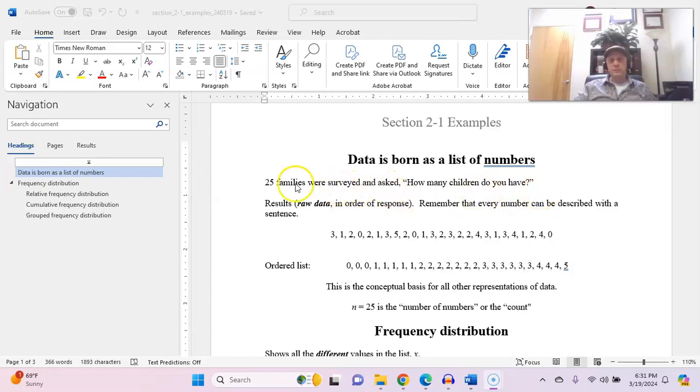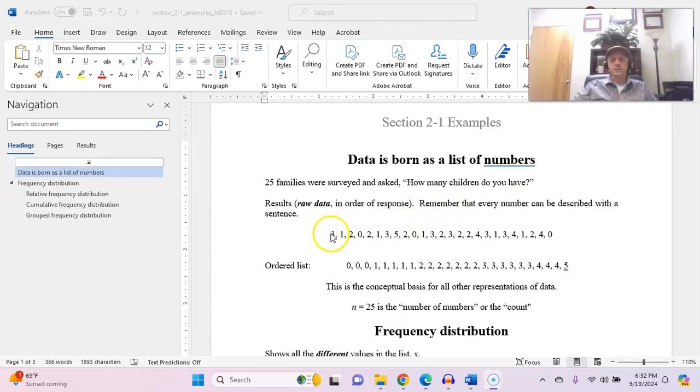So as an example, 25 families were surveyed and asked, how many children do you have? The results that we get from this survey would be called raw data in order of response below. Remember that every number can be described with a sentence. This is very important. In this class, in any math class, we always want to make the connection between numbers, formulas, and meaning. And really understanding things in English is the necessary first step.